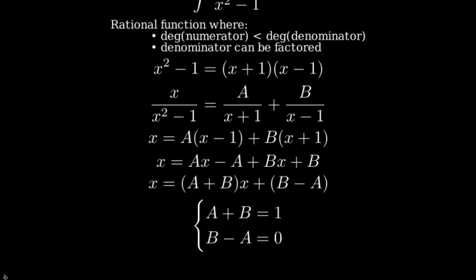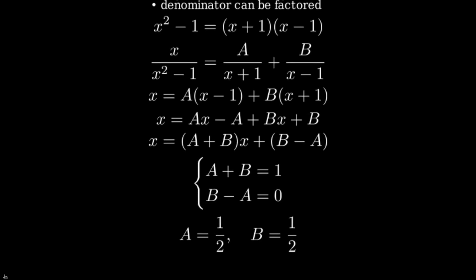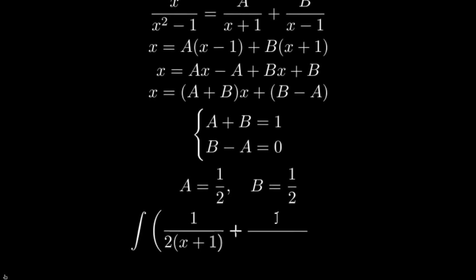This gives us a system of equations. a plus b equals 1 and b minus a equals 0. Solving this system, a equals 1/2 and b equals 1/2. Now we can rewrite our integral. The integral of 1/2 over x plus 1 plus 1/2 over x minus 1 dx.